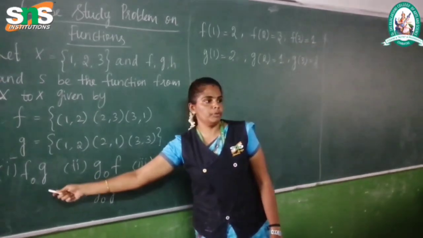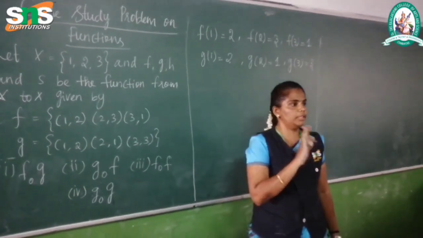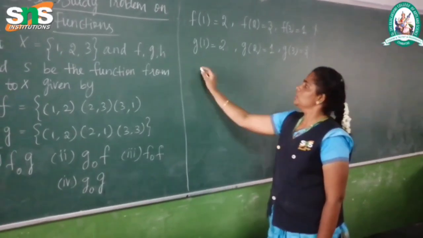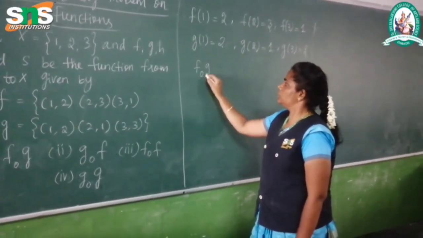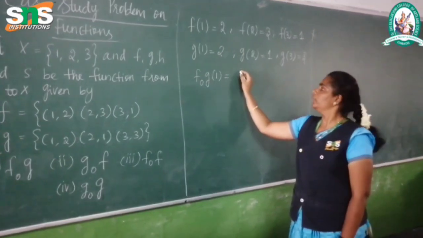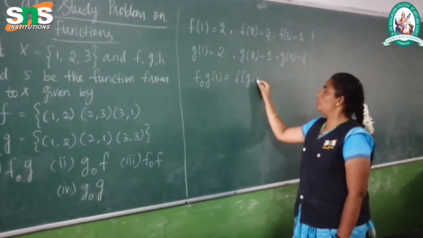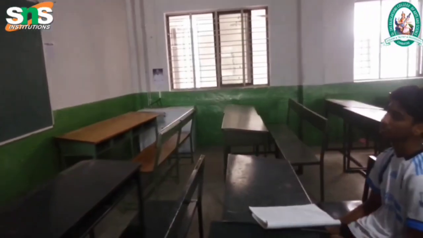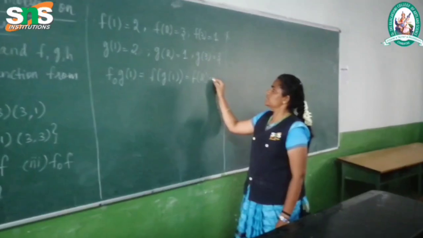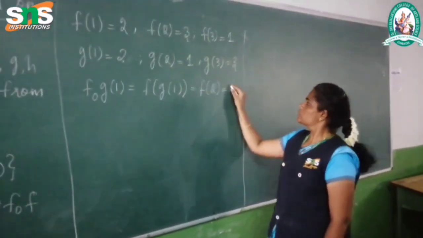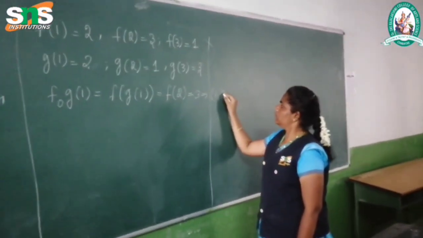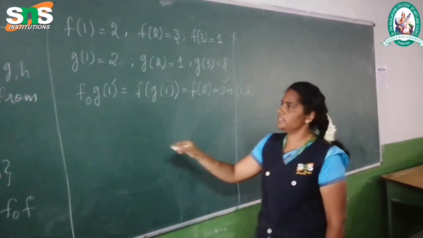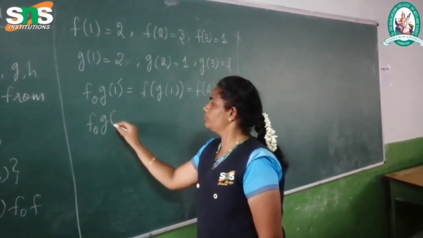To find f composition g, we have to calculate it for 3 values: f composition g of 1, f composition g of 2 and f composition g of 3. So my first value is f composition g of 1, that is equal to f of g of 1. We know the value of g of 1 is 2. So f of 2, and the value of f of 2 is 3. So my answer is (1,3). We have to write the image along with the pre-image. Clear?